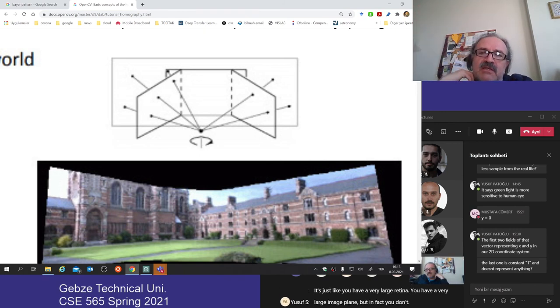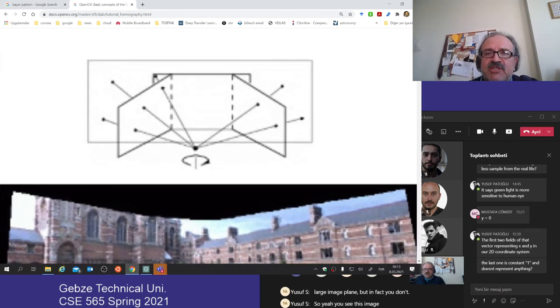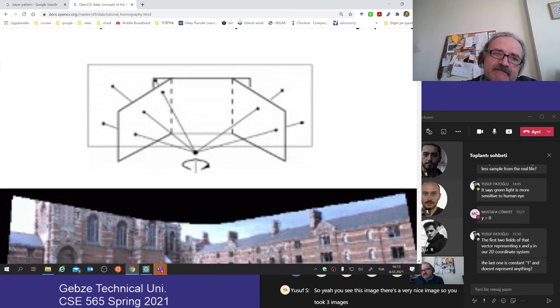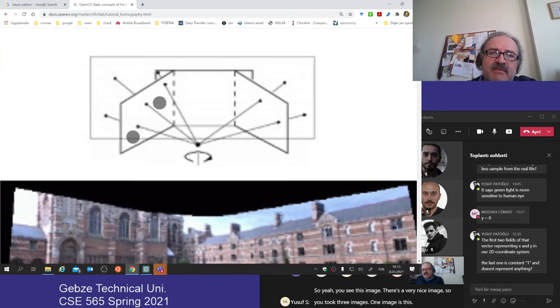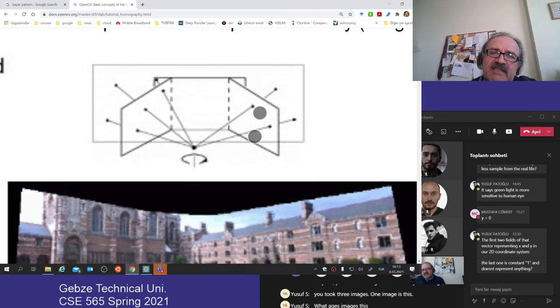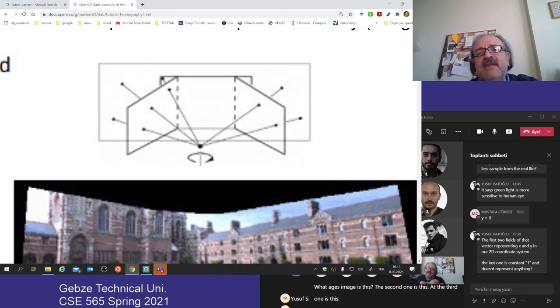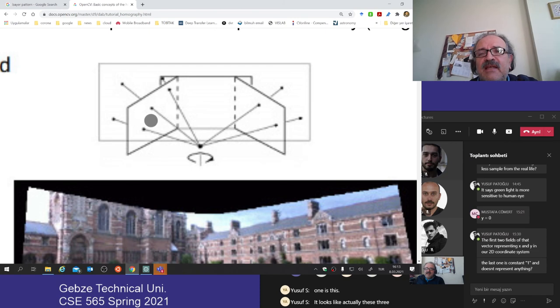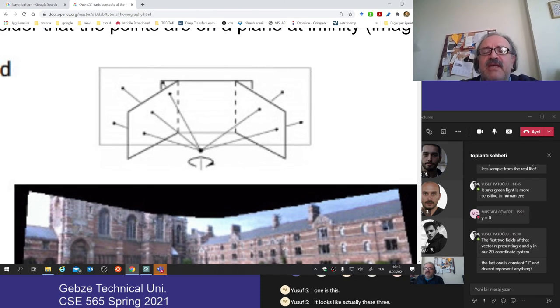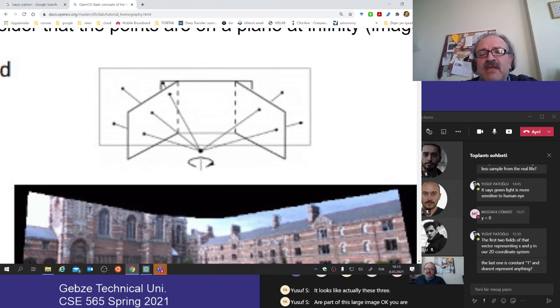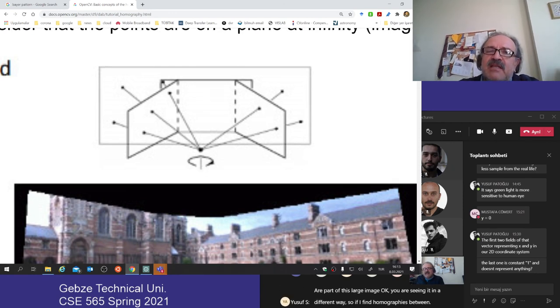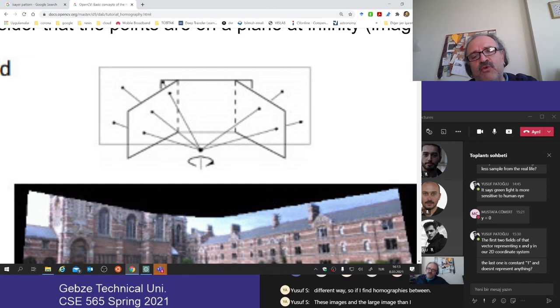So you see this image? This is a very nice image. So you took three images. One image is this. The second one is this, and the third one is this. It looks like actually these three are part of this large image, okay? You are seeing it in a different way. So if I find homographies between these images and the large image, then I can transform from one space to another space.